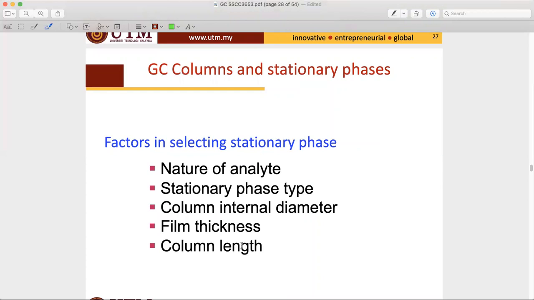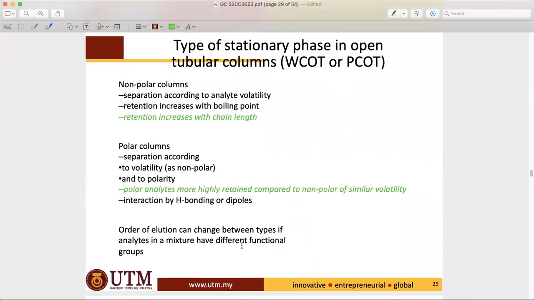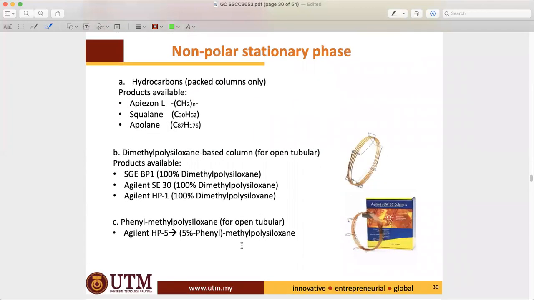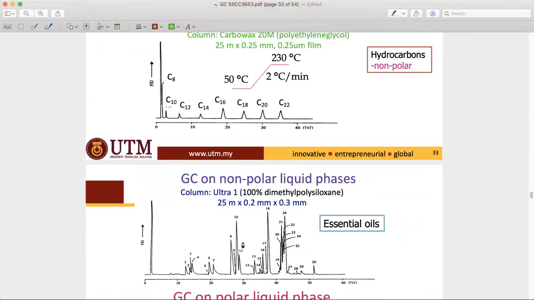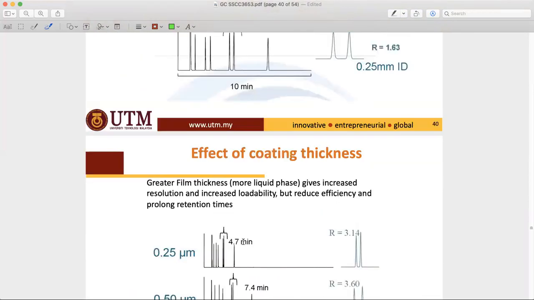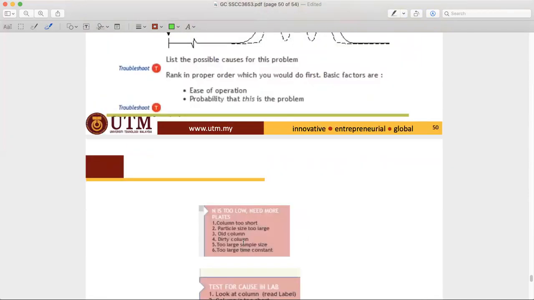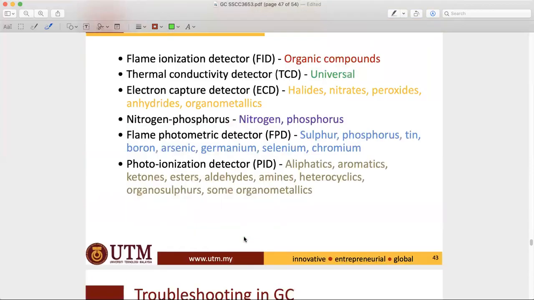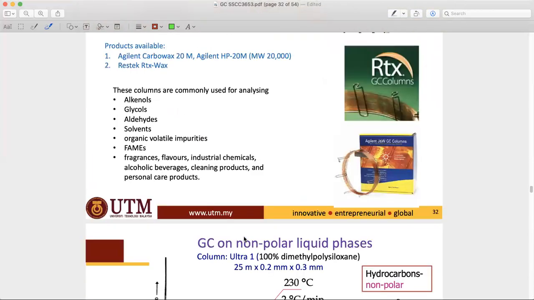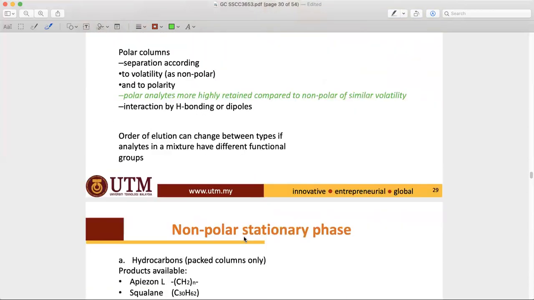So, the GC columns and stationary phase. I think this has been taught in your instrumental analysis class, but I'm not sure whether I should cover it or not. Let me just go through it.